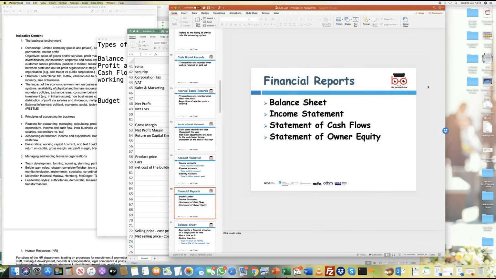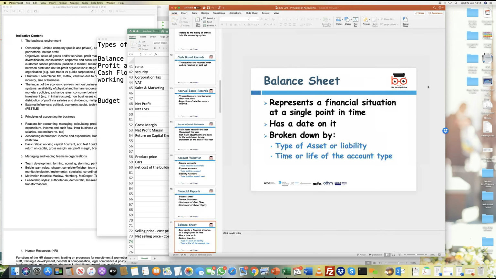So financial reports would be, as I mentioned earlier, balance sheet, income statements, and statement of cash flows, and they are generally reports or statements which are produced from accounting as an activity. Now, a balance sheet primarily represents a situation at any given point in time. It is a compilation of accounts done primarily towards the end of the year, and it is a total of everything broken down into assets and liabilities.